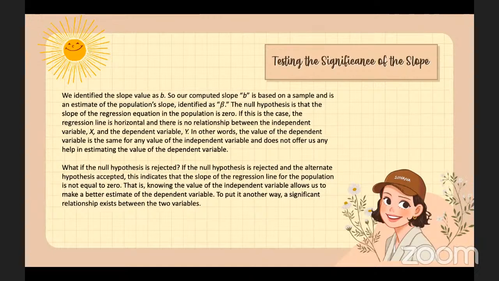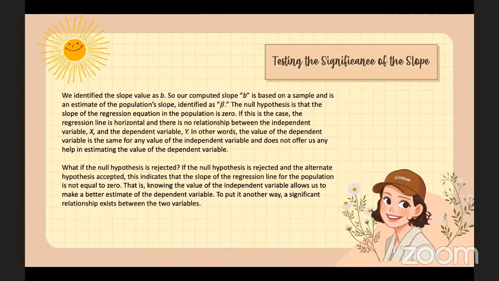If this is the case, the regression line is horizontal and there is no relationship between the independent variable x and the dependent variable y. In other words, the value of the dependent variable is the same for any value of the independent variable and does not offer us any help in estimating the value of the dependent variable.